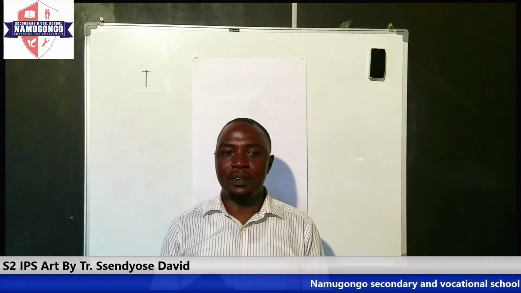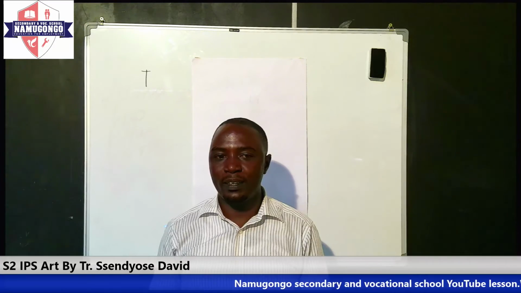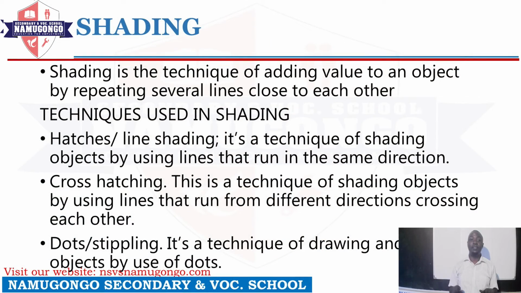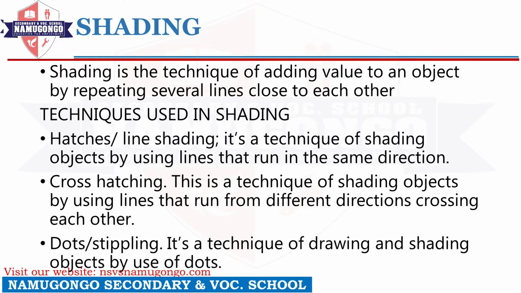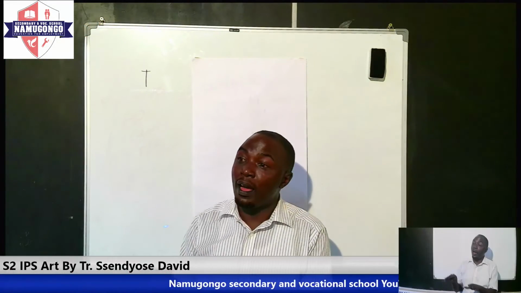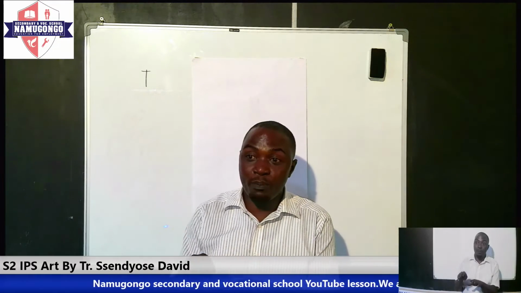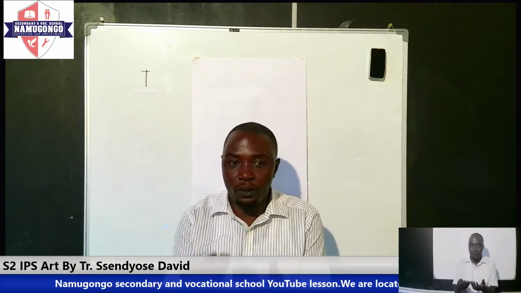So, having looked at that, I want us to proceed to the third, and that is the use of dots, or we can call it stippling. It's a technique of drawing and shading objects by using dots. With this one, we use the dots. That is how we come up with our tone or the shades. We are supposed to use dots.